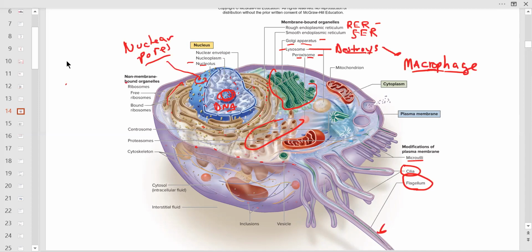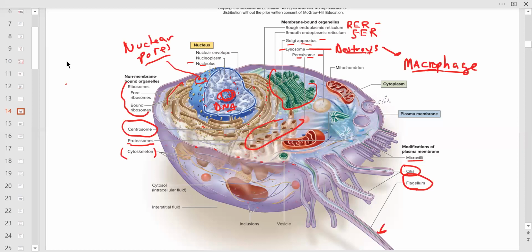So here are some ribosomes that are free ribosomes. They don't necessarily have to be bound to the rough endoplasmic reticulum. They could be free in the cytoplasm, in the cytosol. Centrosomes are what build the spindles for cell division, mitosis. Proteasomes clean up faulty proteins or proteins that are in excess. There's too much in there. The cytoskeleton is proteins that build up the framework of the cell.